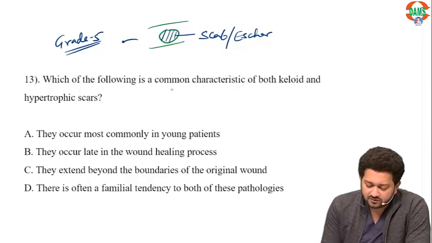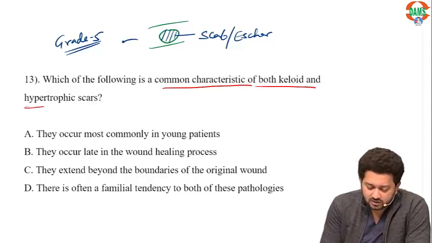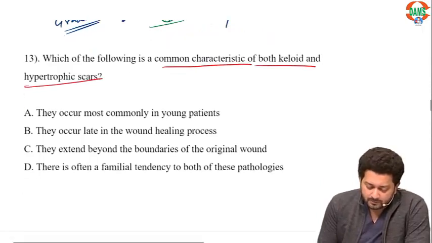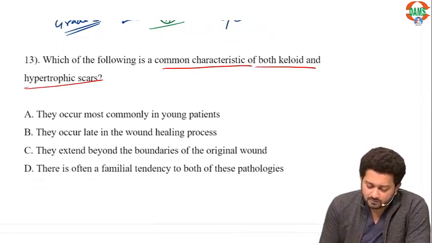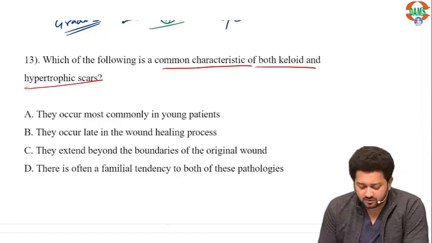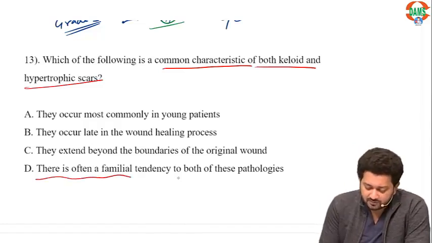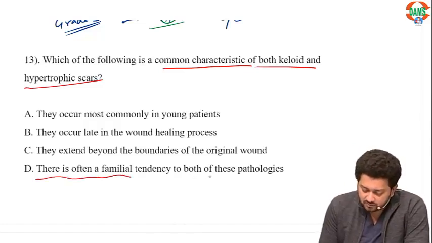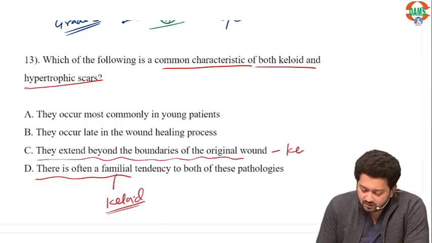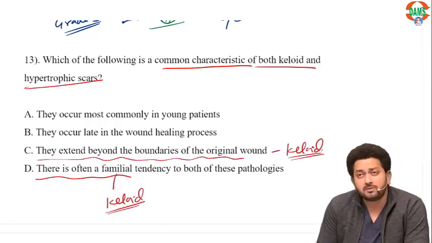Next question, which of the following is a common characteristic of both keloid and hypertrophic scar? Common characteristic of both keloid and hypertrophic scar. There is often familial tendency to both. Familial is keloid, not hypertrophic scar. They extend beyond the boundaries of the original wound. Only keloid extends beyond the boundaries. Hypertrophic scar does not occur beyond the boundaries.